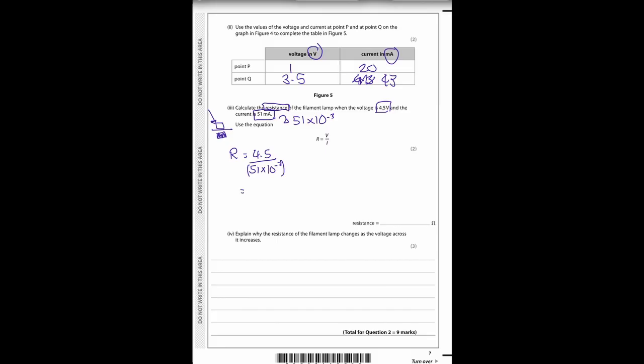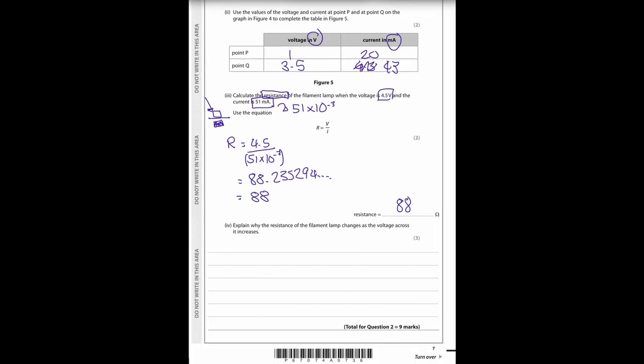And then I'm going to type the full number in from the calculator. So 4.5 divided by 51 times 10 to the minus 3. And then I can see that it's saying 88.235294 and so on, and then I'm just going to round it to two significant figures because that's my default position unless it says otherwise, and that's 88. So the resistance is going to be 88 over here, and I'm happy that I have got full marks there.